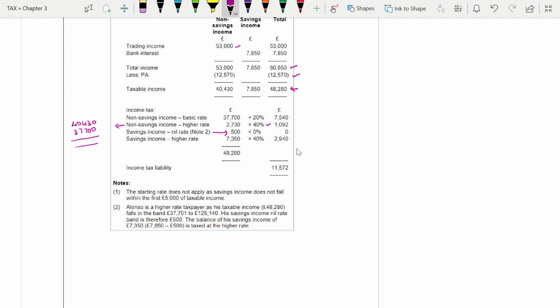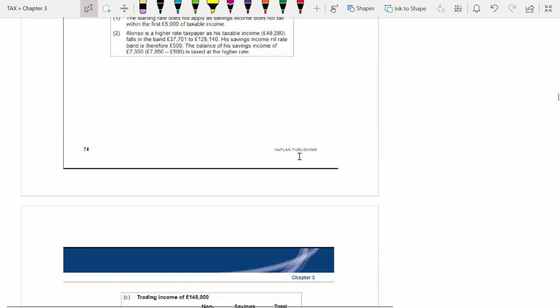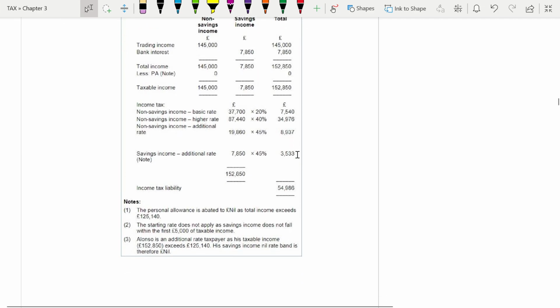Over and above that, how much is there? 7,850 minus 500, so 7,350 will be taxed at the higher rate. It is a sequential way of working. In the third case also, what happened?